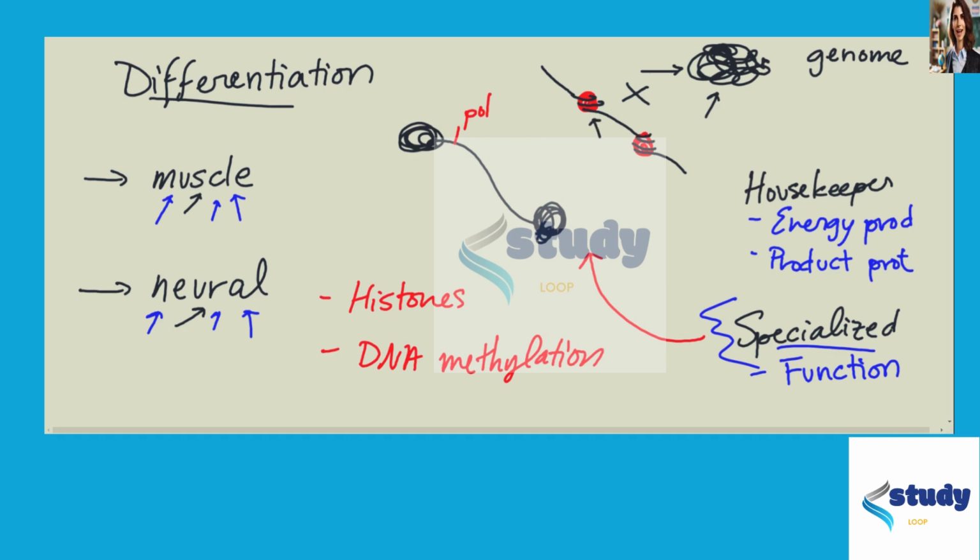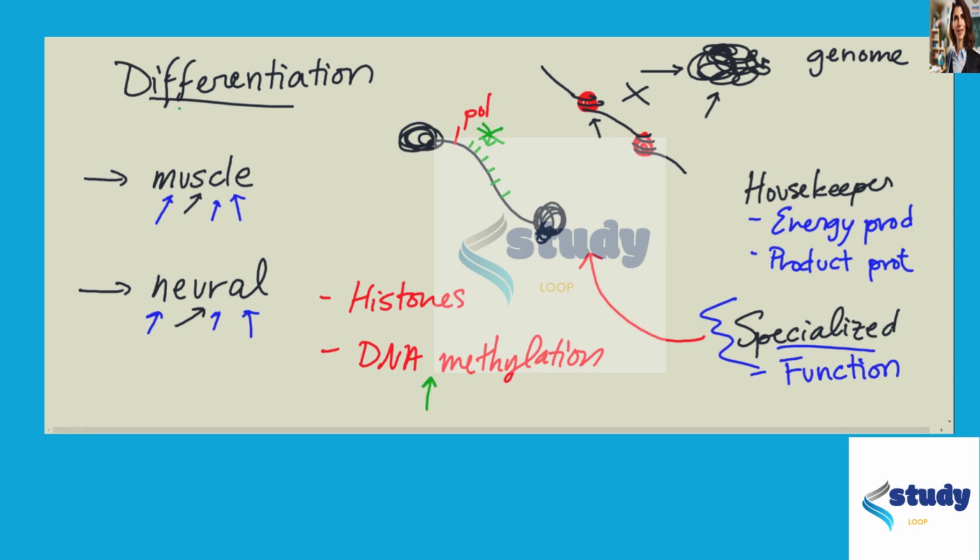For DNA methylation, this is the addition of methyl groups onto the DNA, which is going to prevent the addition or binding of polymerase and other transcription factors. And that can prevent the gene from being read and transcribed itself. So in certain cells, DNA may be methylated in different areas where the genes are not needed.